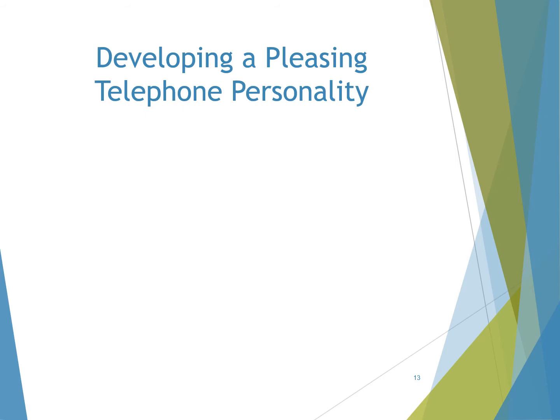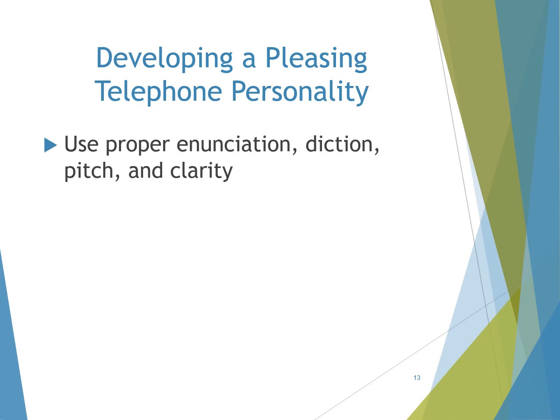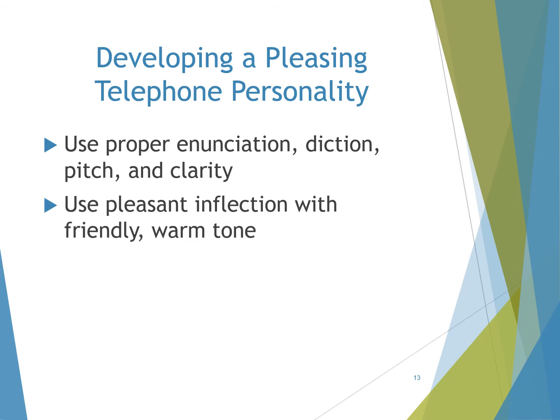Be aware of the tone of your voice. The callers can tell if you're preoccupied and not focused on the current conversation. You should vary the pitch of your voice and avoid speaking in a monotone. Use proper enunciation, diction, pitch, and clarity. Enunciation is crucial when speaking on the telephone. Use pleasant inflection with a friendly, warm tone. Use courtesy and be tactful.